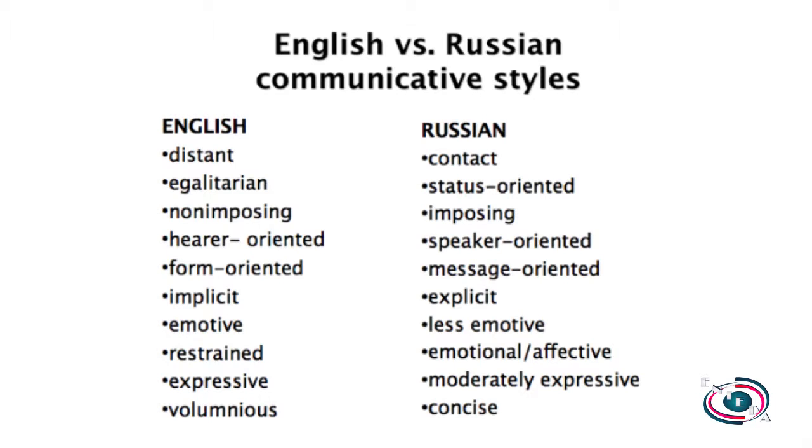And this is the result of difference in horizontal distance, which is characteristic for these cultures. As a result, for vertical distance, English style is egalitarian, while Russian style is status-oriented. And as a result of these two characteristics, English style can be characterized as non-imposing, when Russian is quite imposing. Imperatives, for example, are very typical phenomena in our communication. Also, English style can be characterized as hearer-oriented because the interest of hearers prevails over the interest of the speakers, while Russian style is more speaker-oriented. We can absolutely freely use such utterances as "I ask you," "I invite you," "I advise," and so on and so forth.